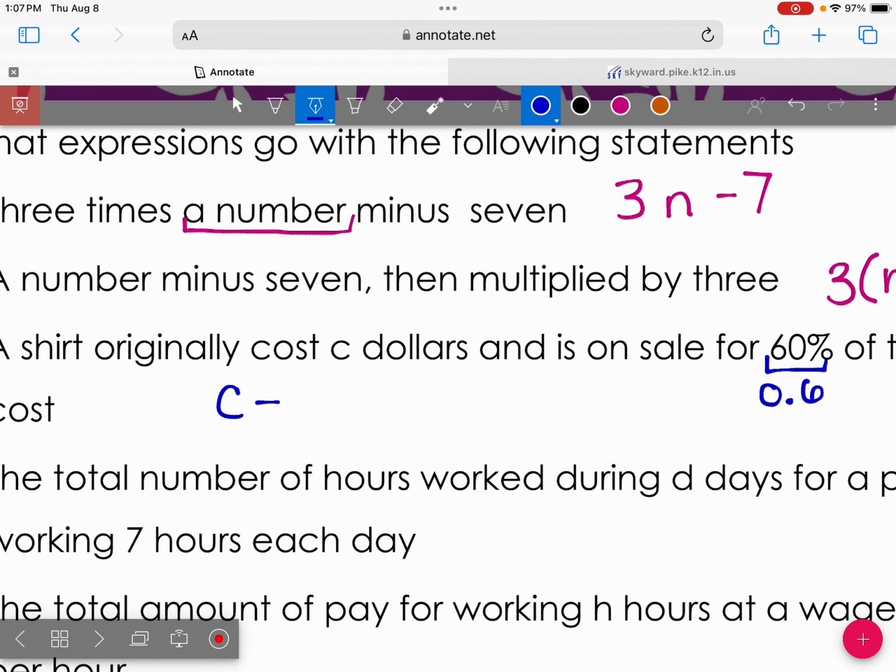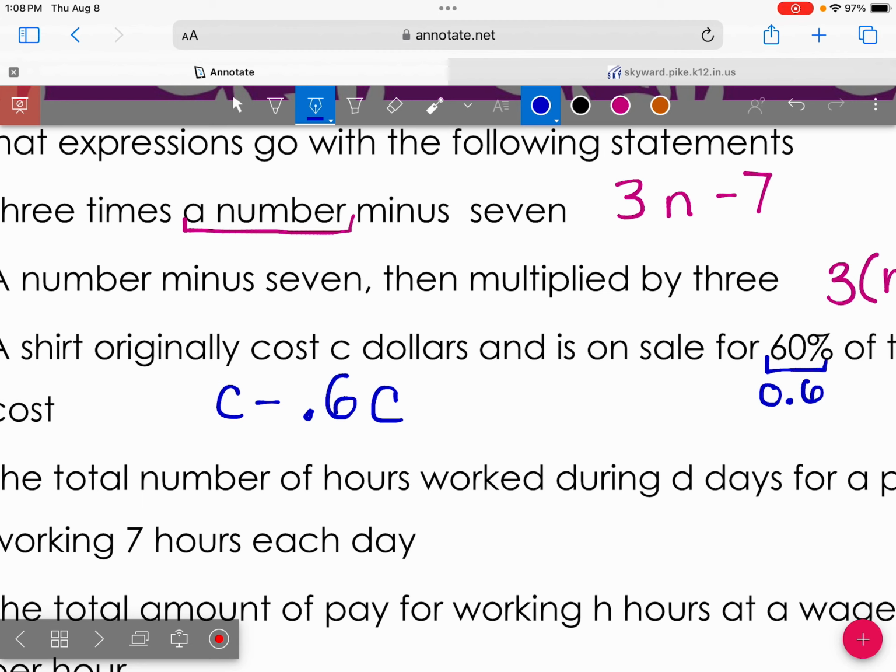So we need to take our original cost and we're going to remove or take away 60%, 0.6 of our cost. So they're a little weird. They're a little weird. So how about, that was probably the weirdest one. How about the next one?